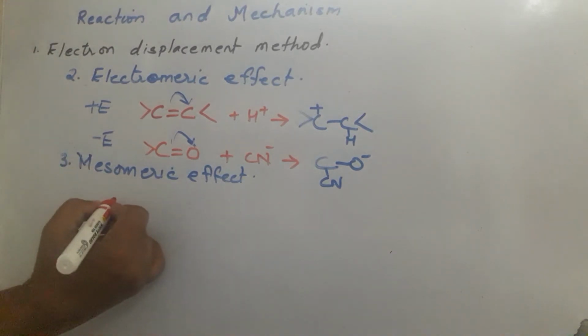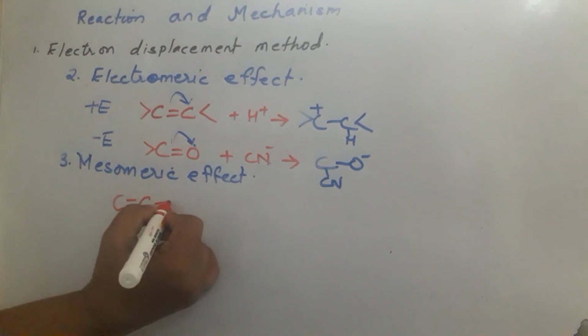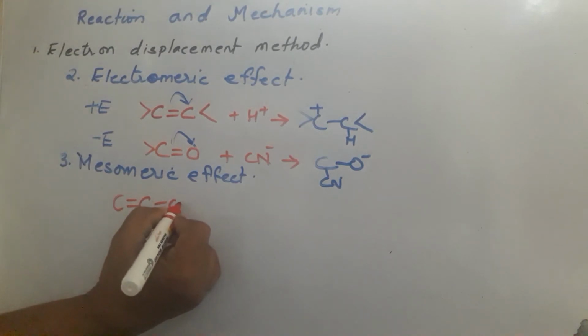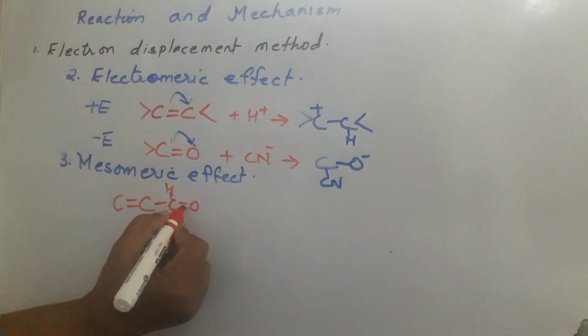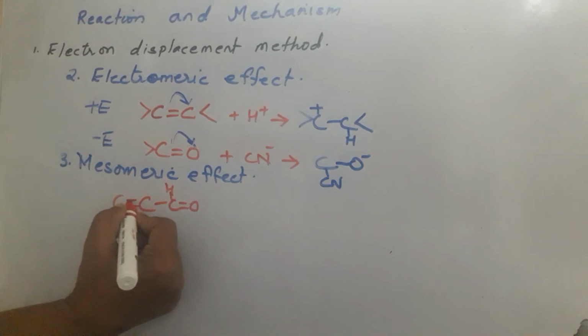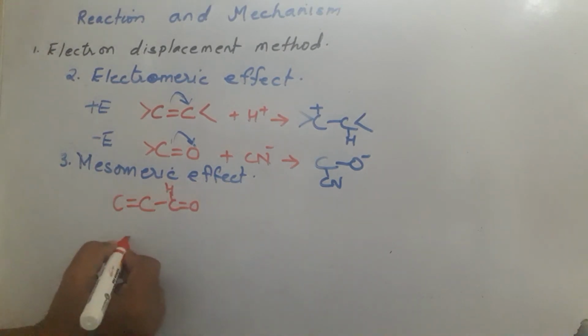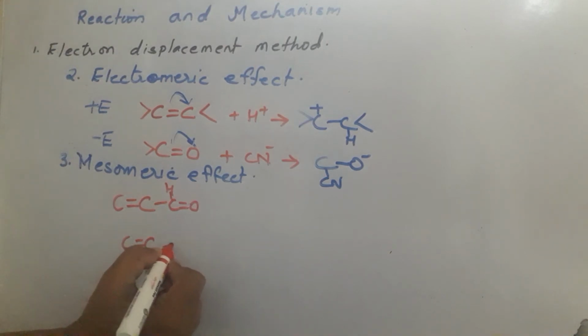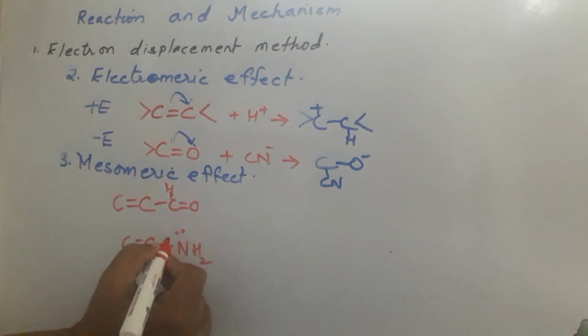So here the basic criterion is that there should be a multiple bond, and it should be in conjugation with the pi bond of the electron withdrawing group. Suppose there is an electron withdrawing group like an aldehyde group. Now you can see the pi bond of the group and the pi bond of the system are in conjugation. If such a condition is there, the mesomeric effect will operate. Or else, there should be a double bond which is in conjugation with a group having a lone pair of electrons. Now this lone pair and the pi electron are in conjugation.